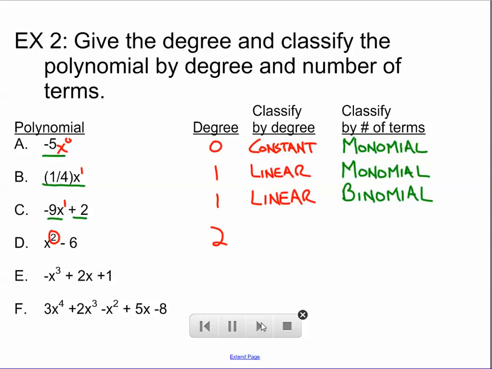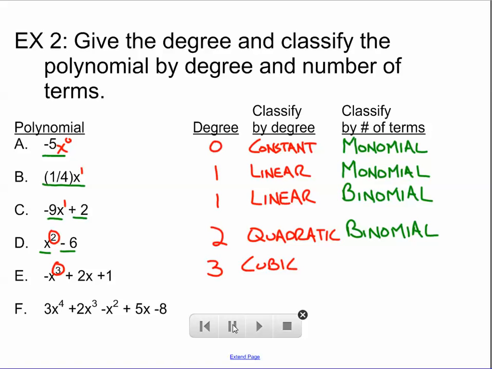The degree of example D is 2 because that's its biggest exponent. Polynomials with degrees of 2 are called quadratic. It's still got two terms, so it's still a binomial. Example E, the biggest exponent is 3, so its degree is 3, which we call cubic. Because it's got 3 terms, it's a trinomial. The terms and the degree have nothing to do with each other.